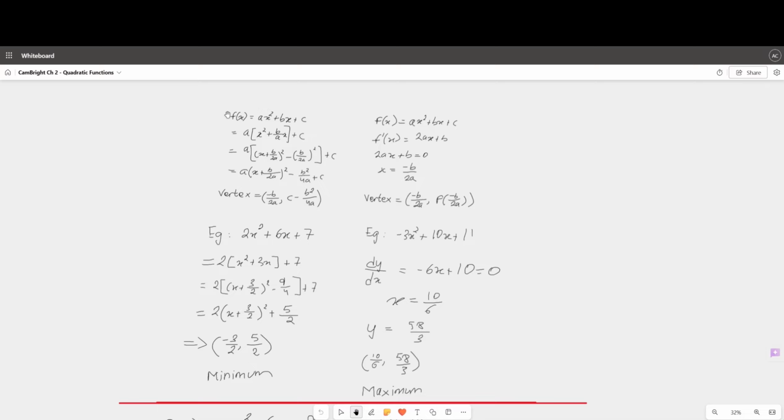And then there are two methods for finding the coordinates of the vertex. The first one is completing the square, which is this process here. Essentially what you do is you factor out the a to get it in this form. You then divide the coefficient of x by 2.